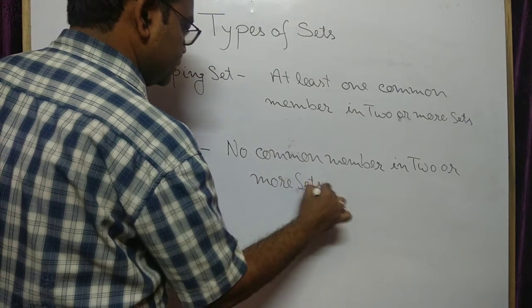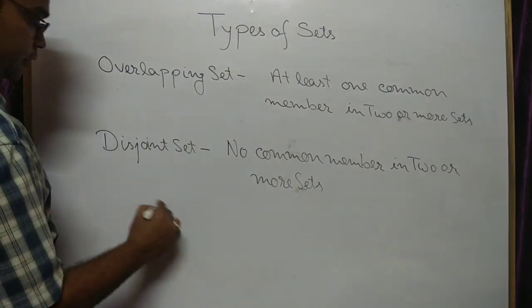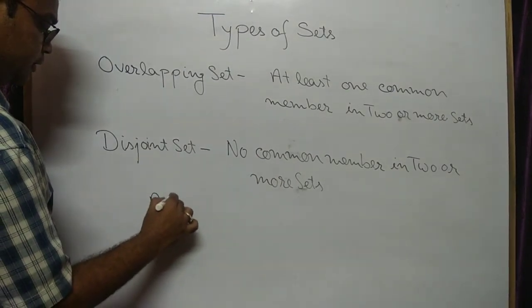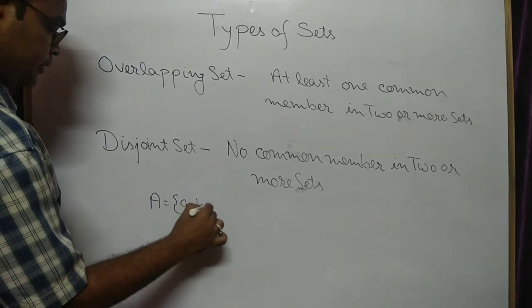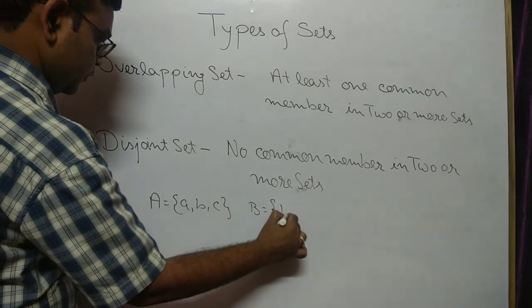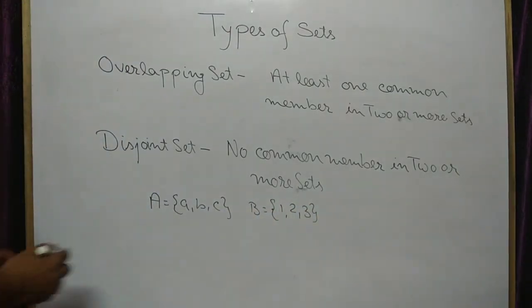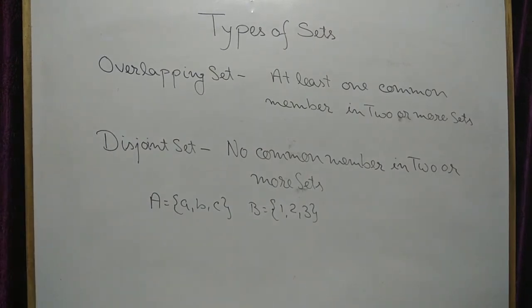So this type of set is known as a disjoint set. For example, A is a set of a, b, c, and B is a set of 1, 2, 3. What we are observing is that in these two sets there is no common member. So these are known as disjoint sets. Hope this is clear to you. Move to the next and last topic of today's video.